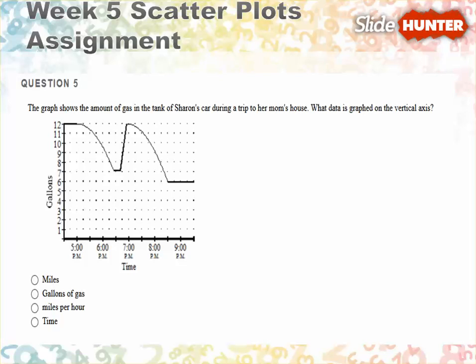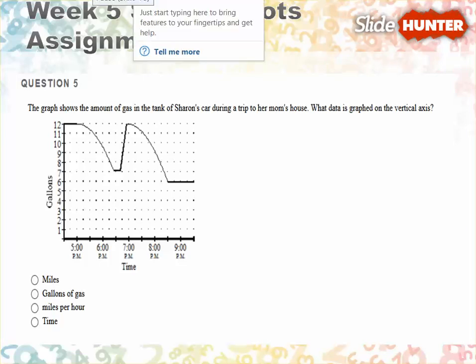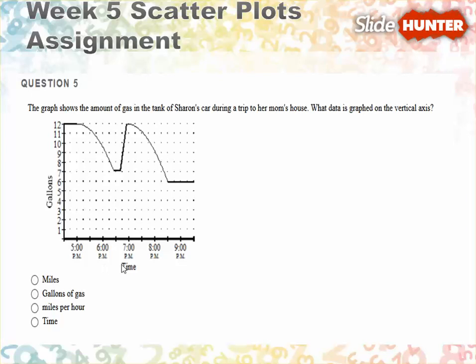So in number 5, the graph shows the amount of gas in the tank of Sharon's car during a trip to her mom's house. What is graphed on the vertical axis? So across the bottom is the horizontal axis, and then up the side is what's called the vertical axis. And we can tell that this relates time and gallons. So we're looking at the vertical axis, so our answer is gallons of gas.